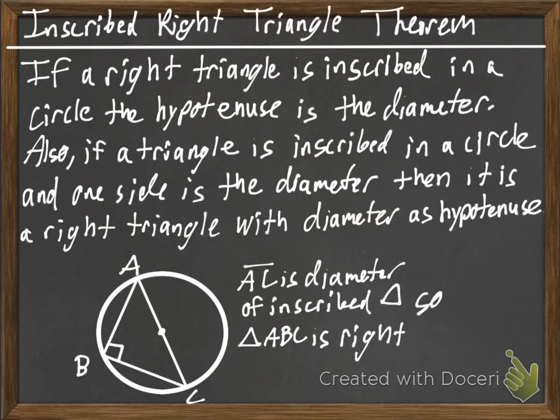Or if you're just looking at a triangle that's inscribed inside a circle and you notice that one of those sides is the diameter, then you know that it is a right triangle and the diameter is the hypotenuse. So it works back and forth with each other. If we see here in this circle that segment AC is the diameter of our inscribed triangle, ABC is a right triangle. And that right angle is always the angle opposite the hypotenuse. So the angle opposite your diameter will be your right angle in that triangle.